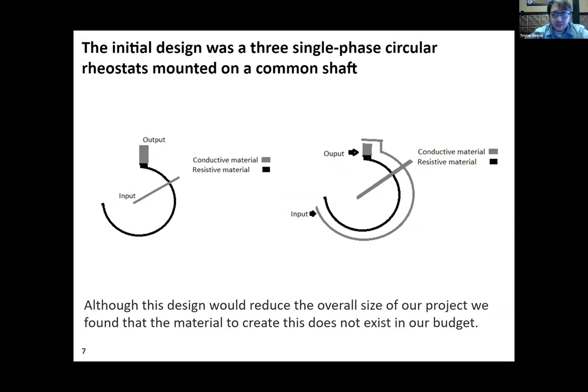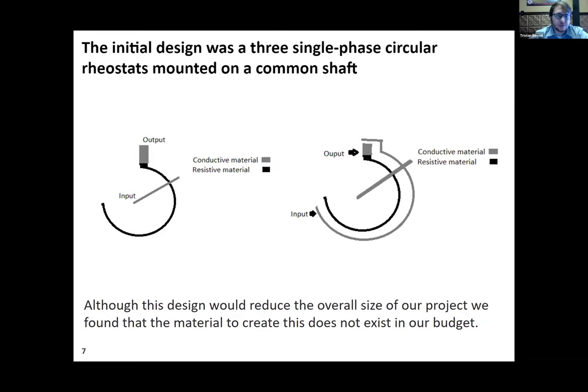Going into our engineering design, our initial design was to make three single phase circular rheostats that were mounted, and the wipers were mounted on a common shaft. We wanted the diameter of these rheostats to be around 4 to 6 inches. We wanted it to be pretty compact, and with the wipers on a common shaft, it would be pretty easy for all three rheostats to be at the same resistiveness.